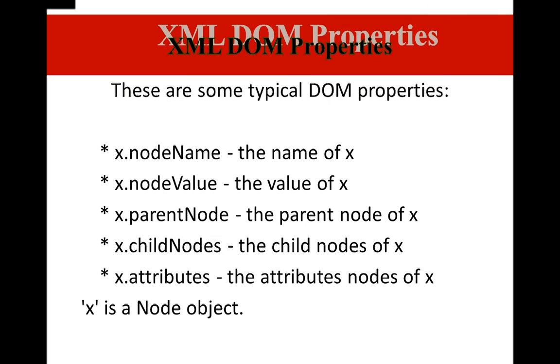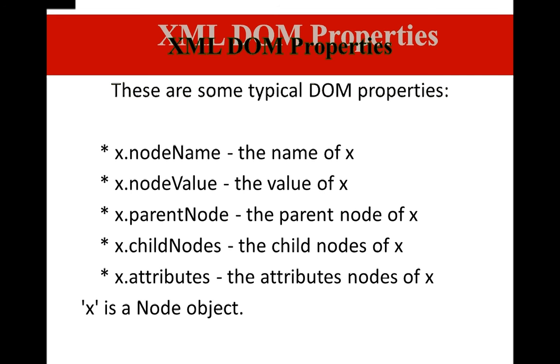Coming to the XML DOM properties, using these properties we can get to know the name of the node, the value of the node, the parent of that particular node, what child nodes exist, and what attribute is assigned to that node. All these details we can get with the help of the properties of the document object model.